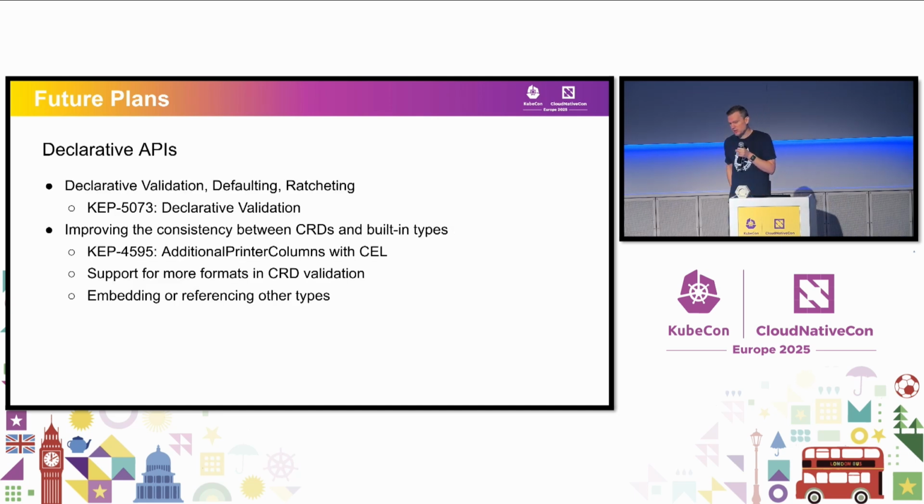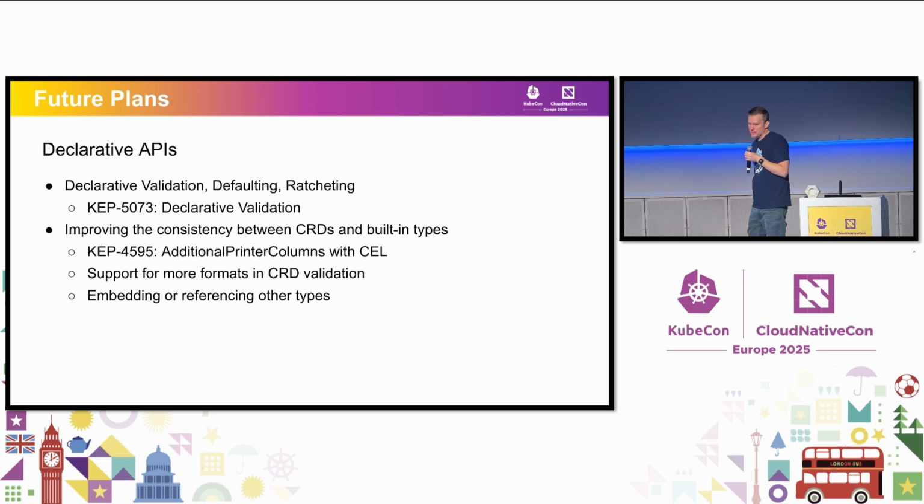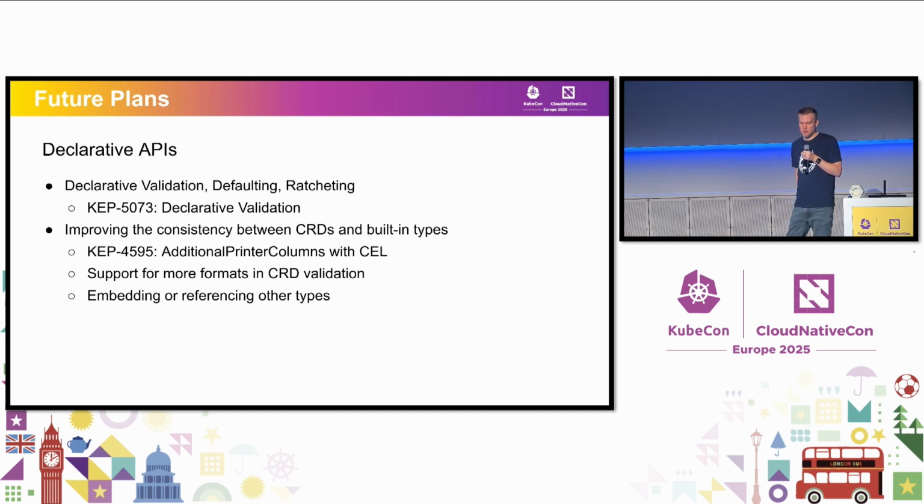The next kind of significant trend is towards declarative APIs. So there's kind of two aspects to this. Declarative validation, like I mentioned, is focusing on making built-in types more declarative, improving their defaulting, improving their ratcheting, things like that. We're also focusing a lot on bringing CRDs more in line with how native types work.